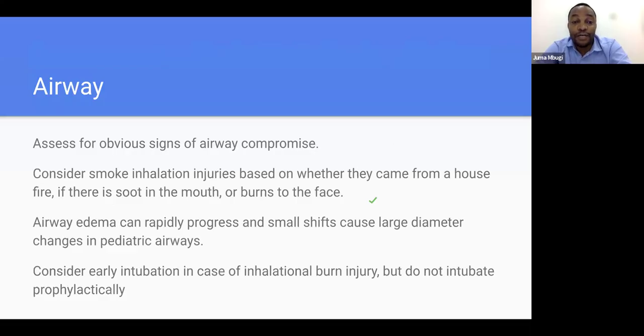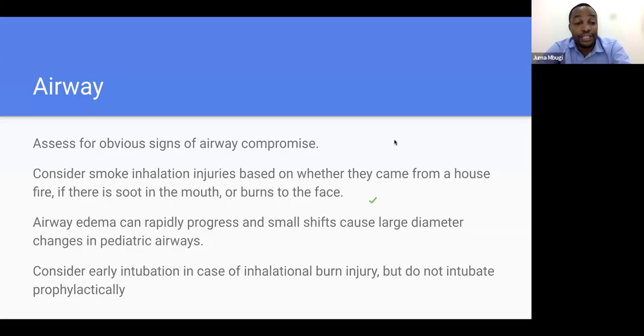And the other thing to look for is soot in the mouth, burns to the face, or the nasal hair. Something like that can also tell you that the child is having an inhalational burn injury. And in children, airway edema can progress so rapidly, and they usually have a small diameter. So whenever there is edema, the diameter becomes much smaller than expected, and can make the airway impossible, and even intubation can be very difficult.